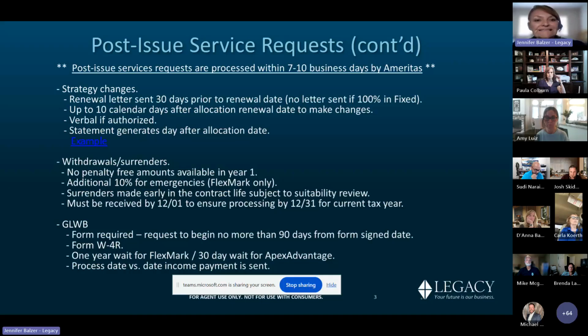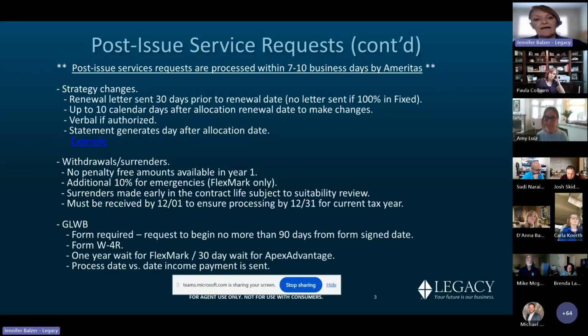The policyholder has up to 10 calendar days after the allocation renewal date to make changes. Ameritas does allow for verbal changes over the phone if authorized. On the application, there is a section that asks for telephone transfer authorization, and if that is marked yes, the client can call in and make those changes. And moreover, if the client has afforded the agent this ability, he or she would be able to call in on the client's behalf.